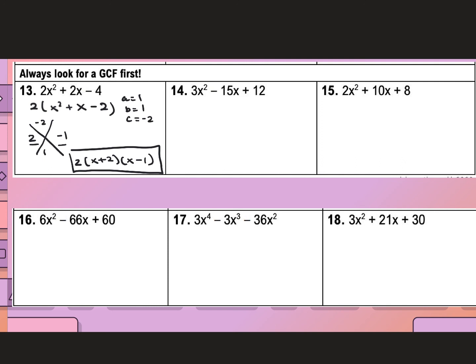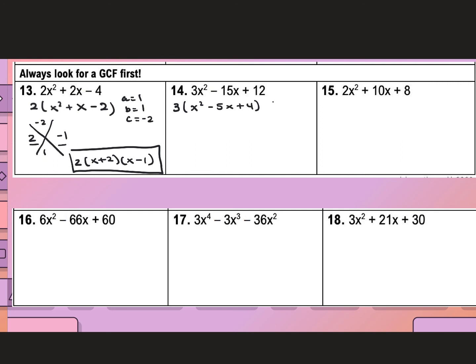Let's do another example together. Let's look at number 14. So I have 3x squared minus 15x plus 12. All right, so I have 3, 15, and 12. They all have 3 in common, so I'm going to factor out a 3. And I'm left with x squared minus 5x plus 4.